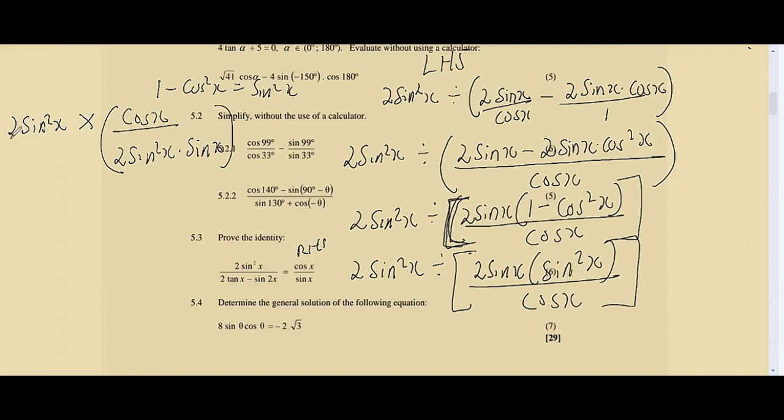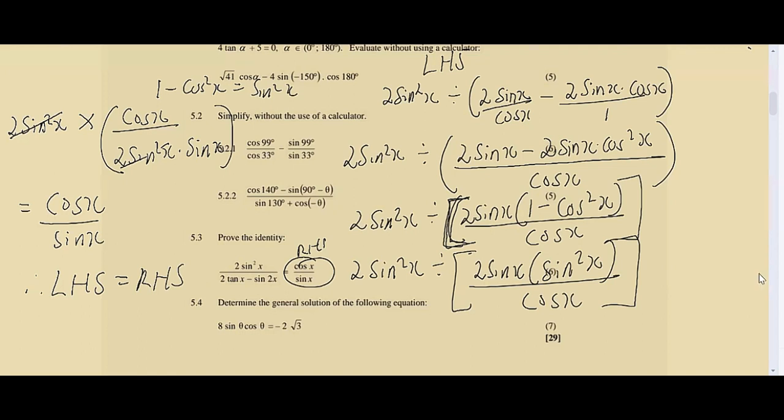Now, look at this. This and that will now divide out. So in the numerator here, I'm left with cos x. In the denominator here, I'm left with this sine x. Look at the magic. So I can then conclude the left-hand side is equal to the right-hand side. In that way, I have proven my identity.